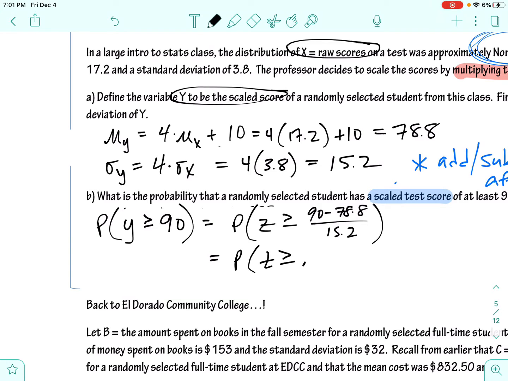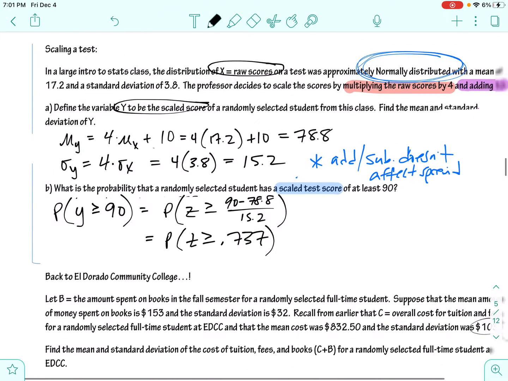0.736 or 0.737. Okay, so now what do I do with that? So just keep in mind, what does a z-score tell us? Is that my percentage? Is it like 74%? We tend to get really confused on the difference between a z-score and the percentile.